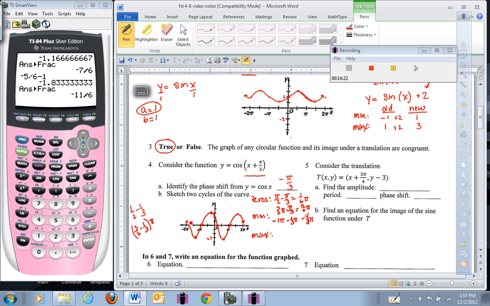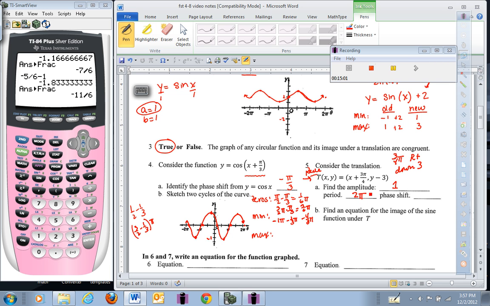Number 5 says, under the translation, so this is the rule they're giving us here, x plus 3/4 pi, y minus 3. The rule is going to shift the graph 3/4 pi to the right and then down 3 units. Is it going to change the amplitude? The answer is no. The amplitude of the graph will stay at 1. Is it going to change the period of the graph? No. The period is going to stay 2 pi.